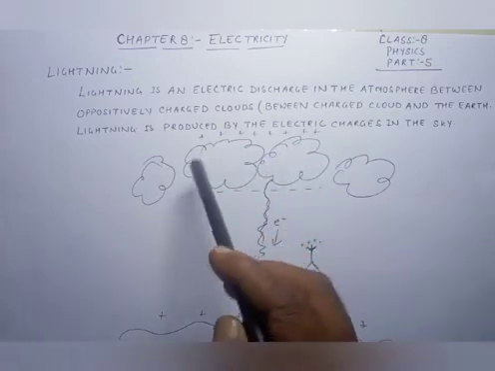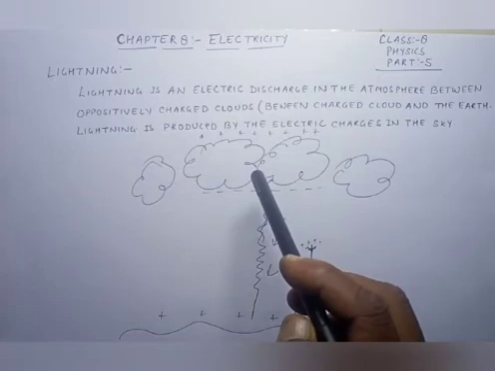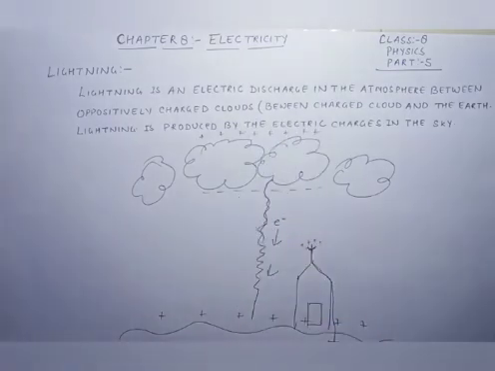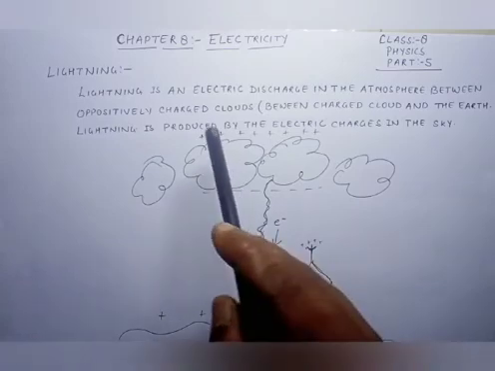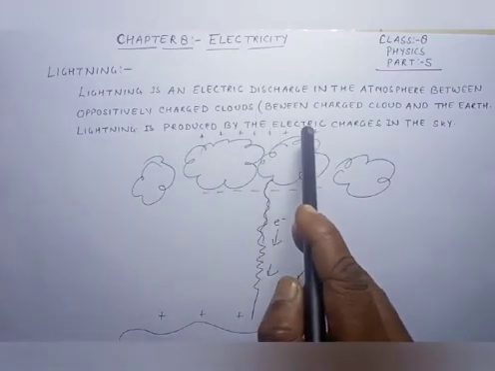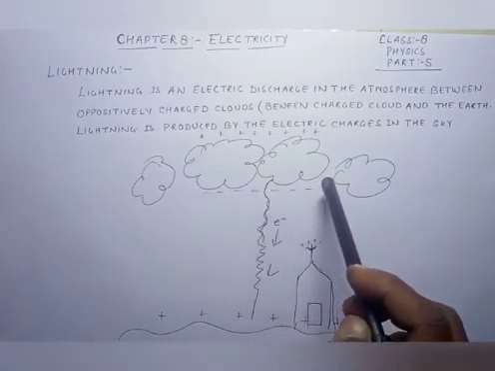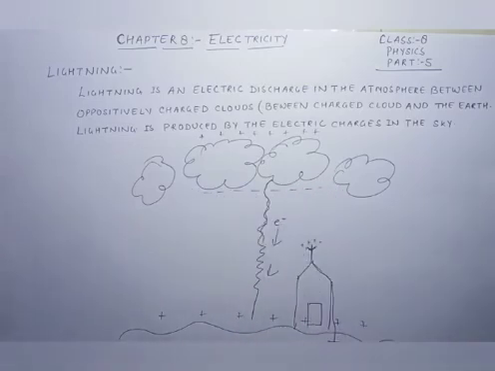Due to the collision of clouds, they accumulate a charge, that is positive as well as negative charges. So the positive charges are going to accumulate at the top of the cloud and the negative charges are going to accumulate at the base of the cloud.